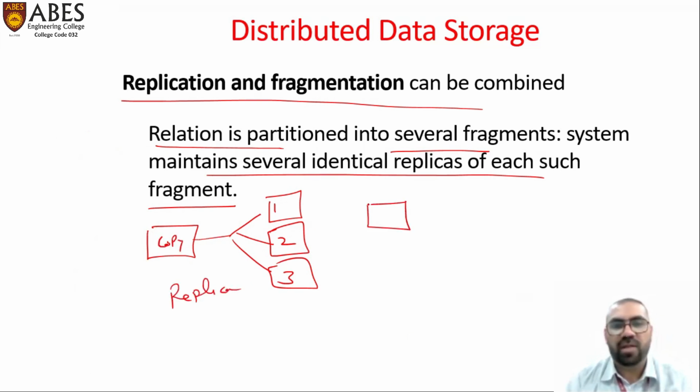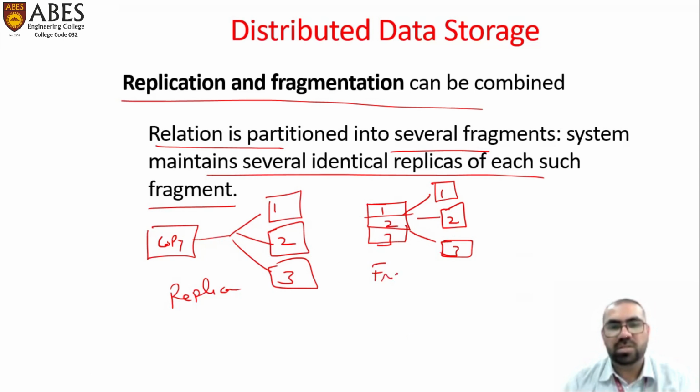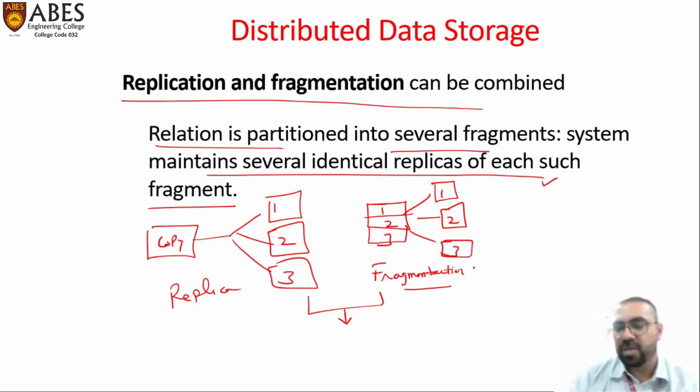Now when we talk about the fragmentation part, this has been divided into part 1, part 2, and part 3. Now this is fragmentation. When we talk about these two things together, we have fragmentation into several parts, and then picking a copy of each. Okay. So when we're talking about both, the fragmentation is done first, then the replica is done.